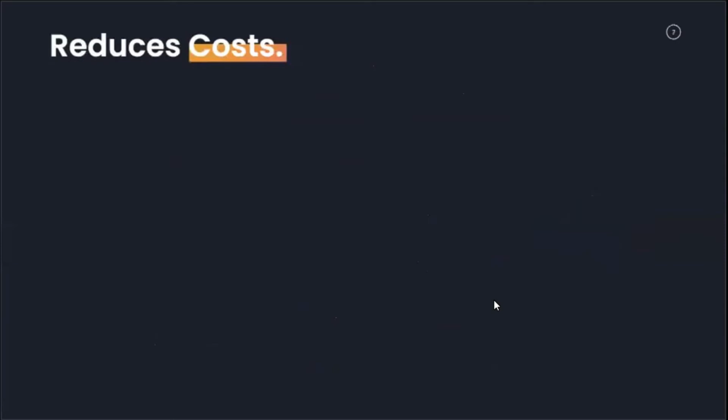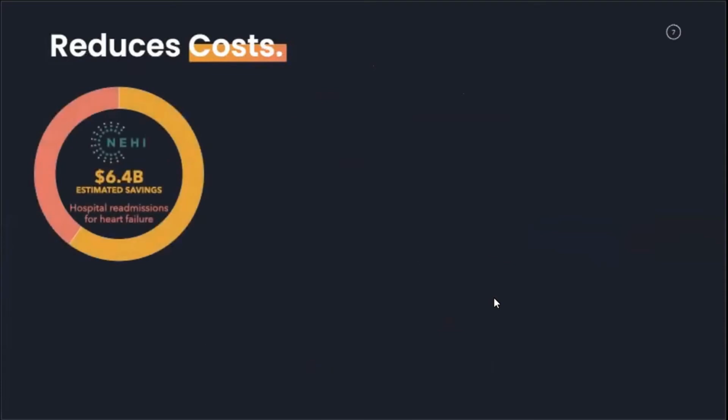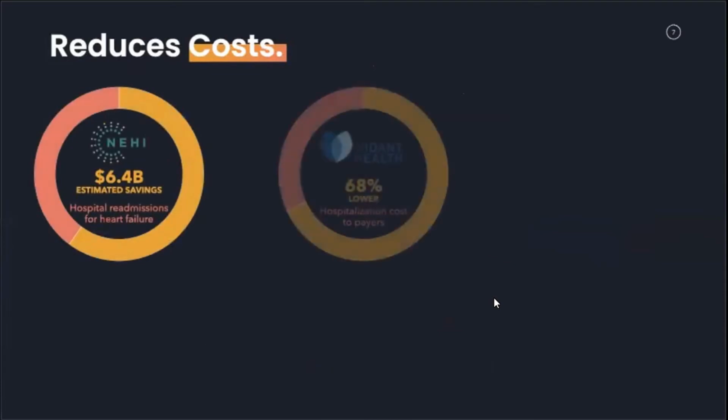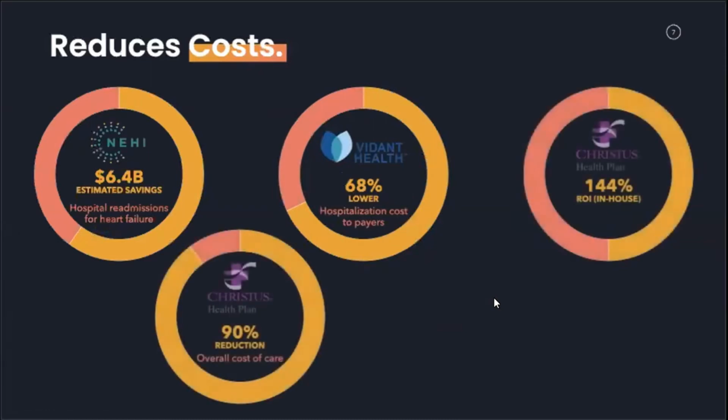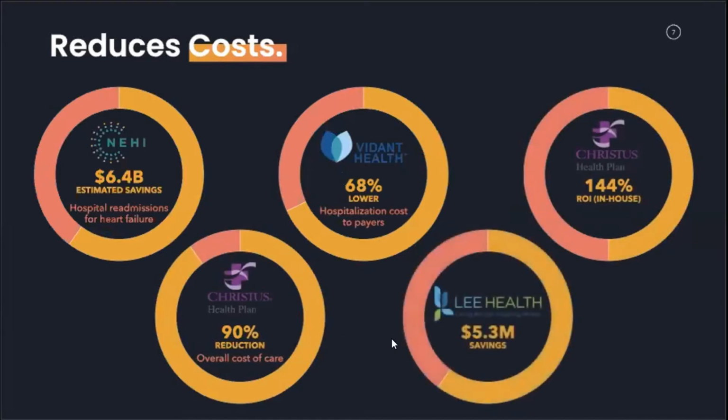RPM also lowers costs. So that same NEHI survey estimated that there was around $6 billion in cost savings for hospital readmissions for heart failure alone. Biden Health saw a 68% reduction in hospital costs. In the case of Christus Health Plans, they had an ROI of 144% over 5 months, as well as a 90% reduction in their costs. And then lastly, Lee Health saw a savings of $5.3 million. So the cost savings are pretty obvious as well.